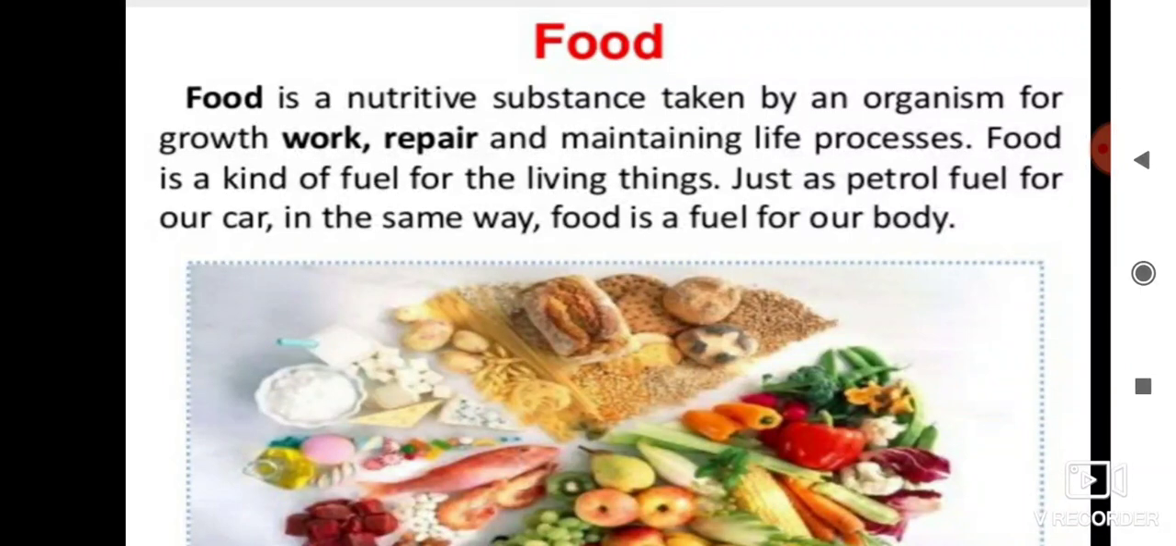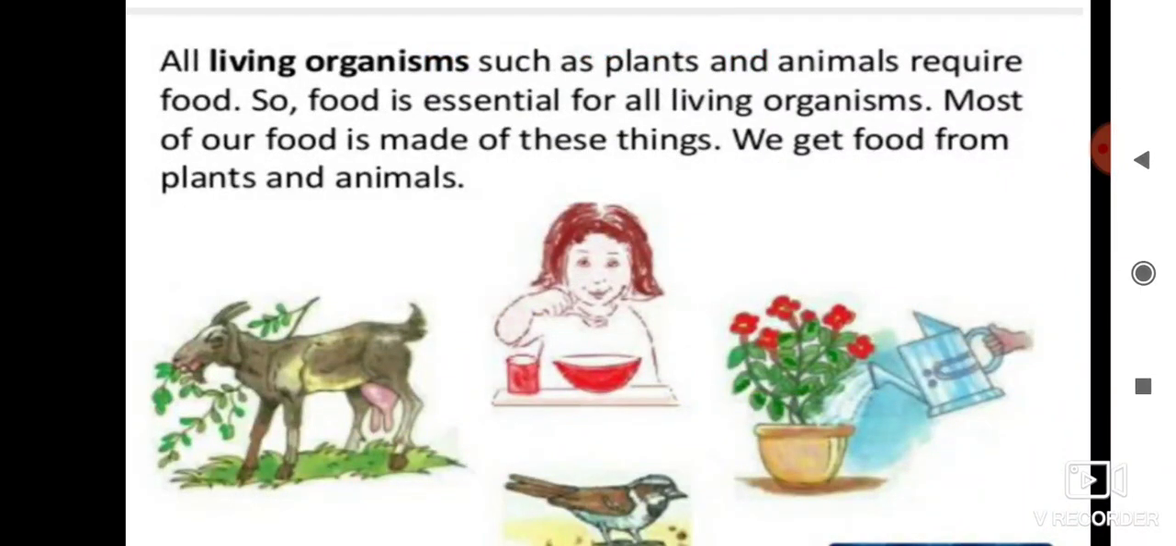Now let us see where we get food. Basically, in every living organism, the food is obtained from either a plant source or an animal source. All living organisms such as plants and animals require food. So food is essential for all living organisms. Most of our food is made up of these things. We get food from plant and animal sources.